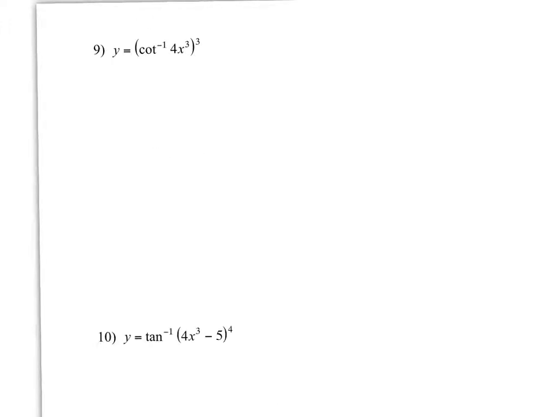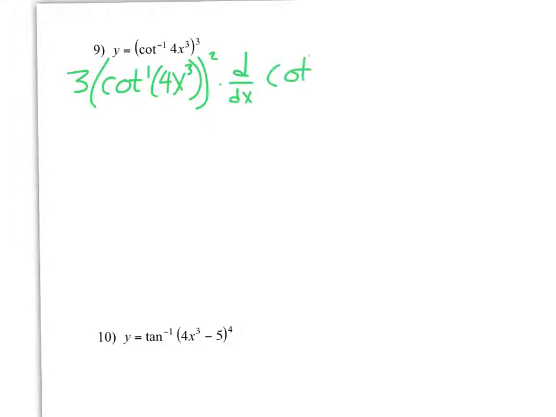Okay, we're going to keep going with the derivatives. For this first one, I notice I've got 3 times something going to happen here. This is going to involve a chain rule. So it's going to be 3 cotangent inverse of 4x to the 3rd, to the 2nd, times the derivative of cotangent inverse of 4x to the 3rd.